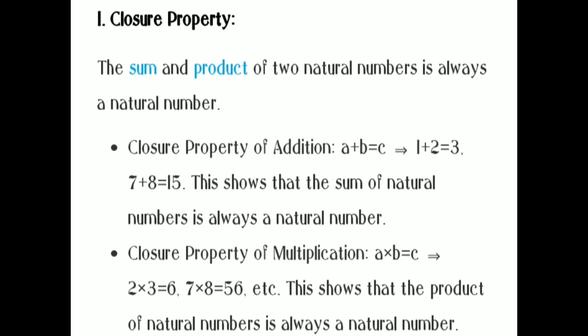So closure property of addition, this is the formula: a plus b is equal to c. For example, 1 plus 2 is equal to 3, 7 plus 8 is equal to 15. This shows that the sum of natural numbers is always a natural number.